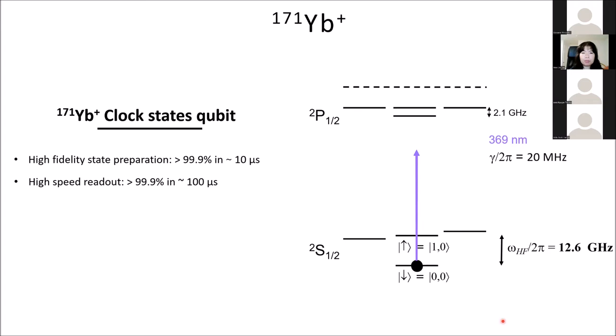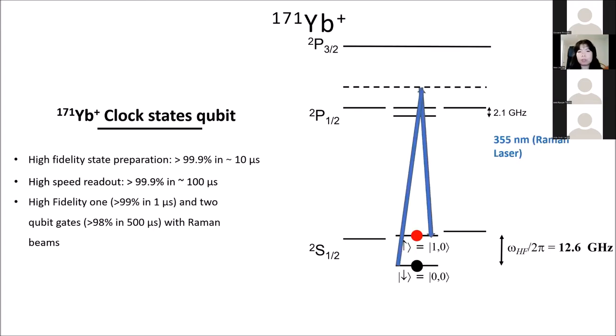Another element needed for quantum computation is to manipulate the state of the ions. We can use a pair of Raman lasers to do single qubit gates, for example single qubit rotations along the Bloch sphere, and also, by using the motional modes that I described earlier, we can do entangling operations for quantum computing. These are the basic tools for qubit manipulation.